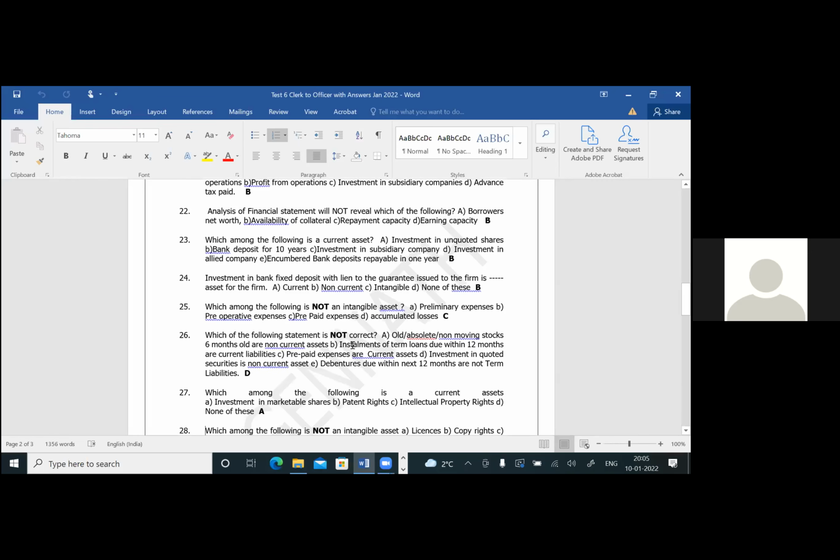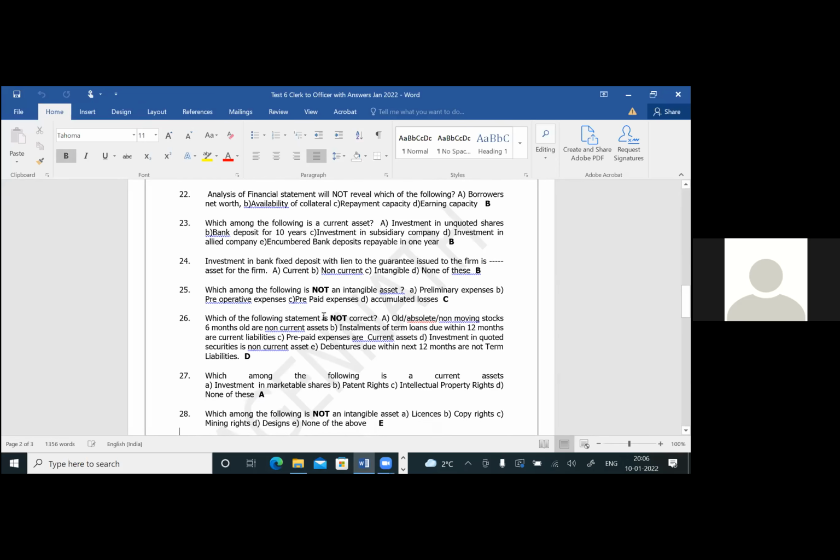Question number 25. Which among the following is not an intangible asset? Preliminary expenses, it is an intangible asset. Pre-operative expenses, it is an intangible asset. Prepaid expenses, no, it is a prepaid expense, a current asset. Accumulated loss is an intangible asset. So which is not an intangible asset? Answer is C. Question number 26.